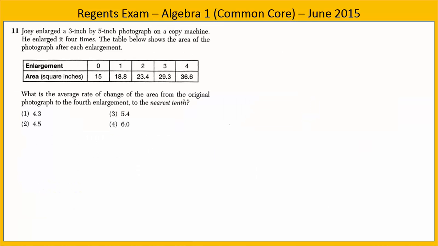In exercise 11, Joey enlarged a 3x5 photograph on a copy machine. He enlarged it 4 times, and the table shows the area of the photograph after each enlargement. We want to know the average rate of change of area from the original photograph to the 4th enlargement, round to the nearest 10th. Average rate of change is the slope formula, y2 minus y1 over x2 minus x1.